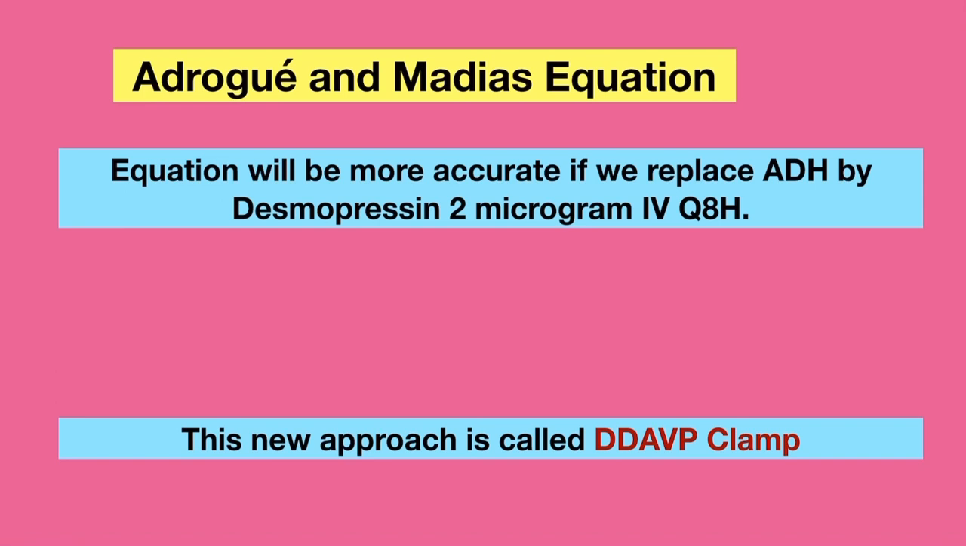In this video, we have discussed the sodium content of various fluids, the composition of body water, and the Adrogué and Madias equation. In the upcoming segment, we will discuss the management of hyponatremia based on classification and based on recommendations by various societies like ERA.